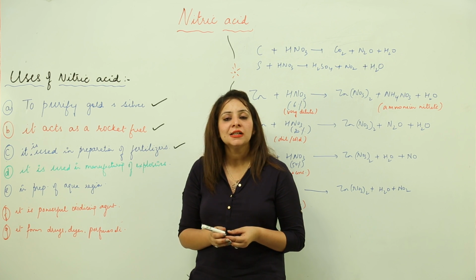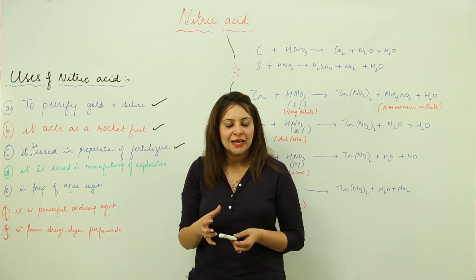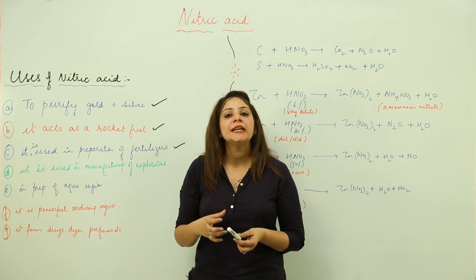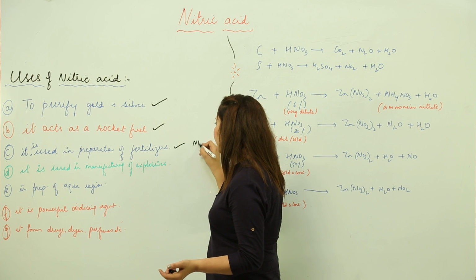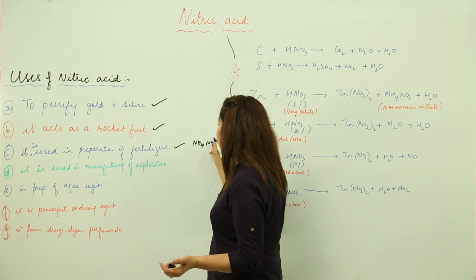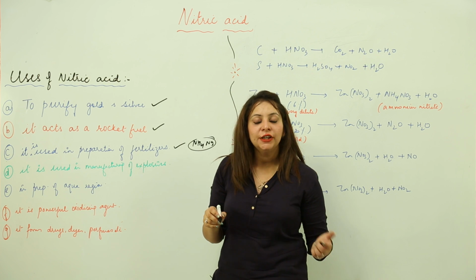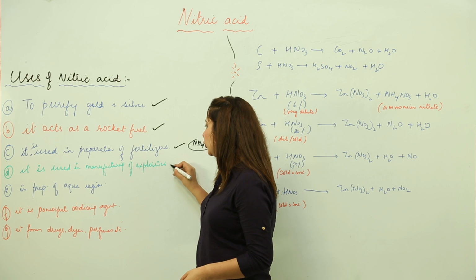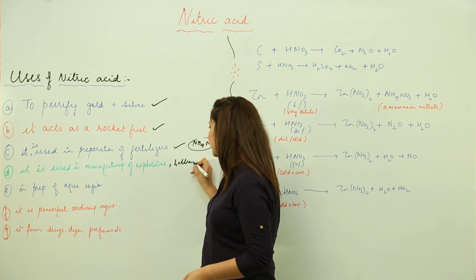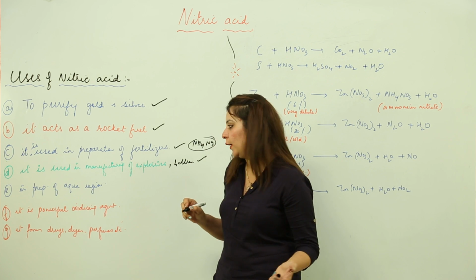Third, it is used in the preparation of many fertilizers. What are fertilizers? As you all know, fertilizers are substances which are used to increase the fertility of the soil, like calcium nitrate and ammonium nitrate. These are good fertilizers used to enhance the fertility of the soil. Next, it is used in manufacturing explosives, batteries, etc. So, it is being used there also.